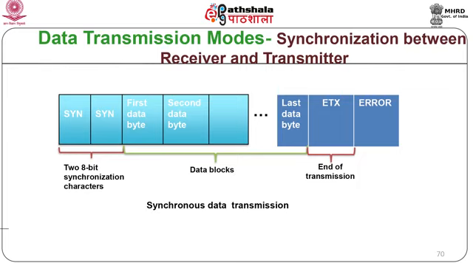As shown in the figure, 2-bit synchronization characters indicate the start of data transmission. The end of the data block is specified by another special code ETX. ETX stands for end of text. ETX is usually followed by one or more error detection codes. Since the number of synchronization bits used in synchronous transmission is much less as compared to the number of start and stop bits used in asynchronous transmission per block, it is much faster than asynchronous transmission.